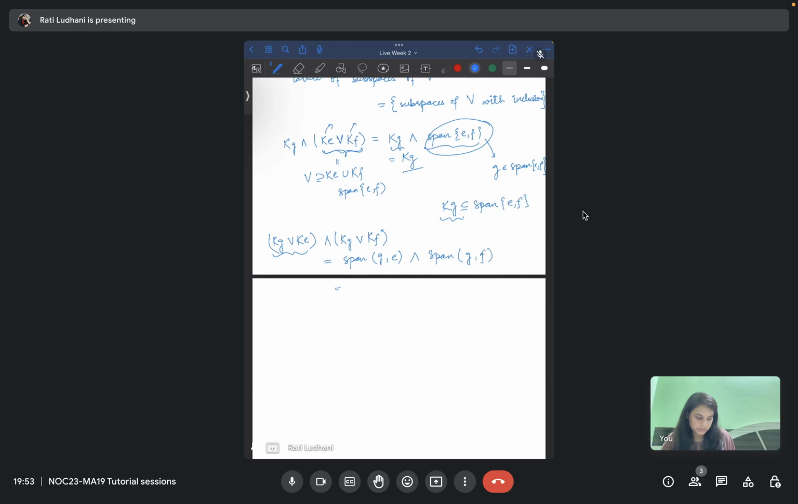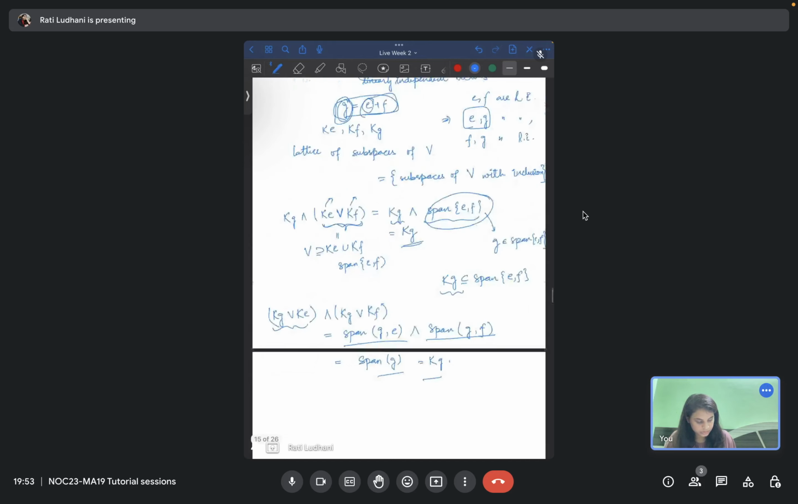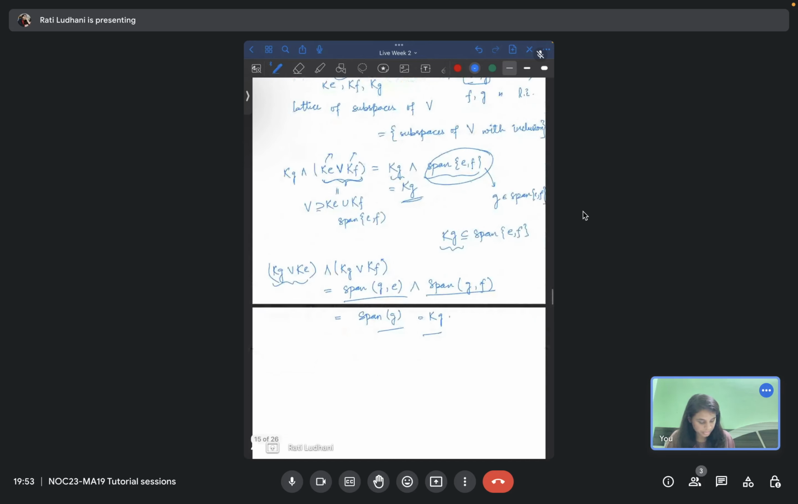And in the intersection, what will you get? The span of just G. If you take the intersection, E and F are independent, so this has to be true. So this will be just KG. But I think there is an issue in this question. The issue is KG, this KE, this KF. If you are checking this, you should check it with this.